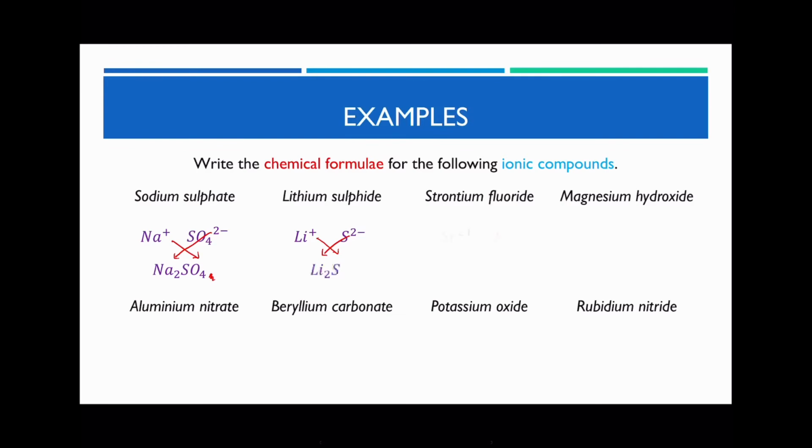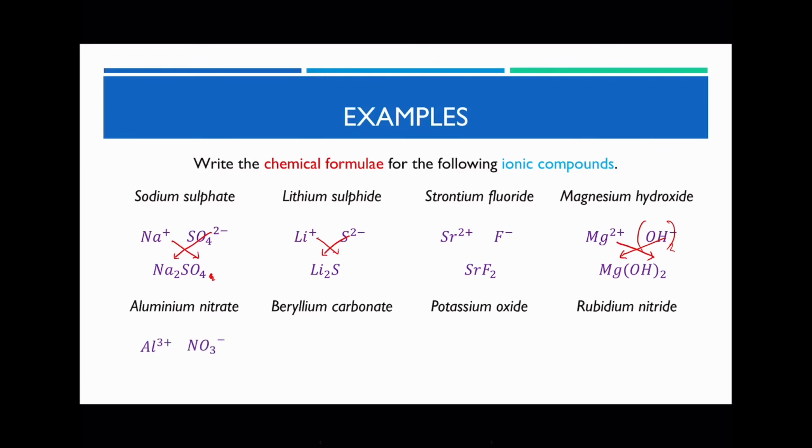Strontium fluoride. Strontium has a +2 charge. Fluorine has a -1 charge. Again, follow the crisscross. So therefore, it's going to become SrF2. Magnesium hydroxide is going to become Mg2+ with OH-. Follow the crisscross. For this example, the 2 will go next to the hydroxide, but because this is a polyatomic ion, you need to include the bracket. So it becomes Mg(OH)2, with a subscript 2.